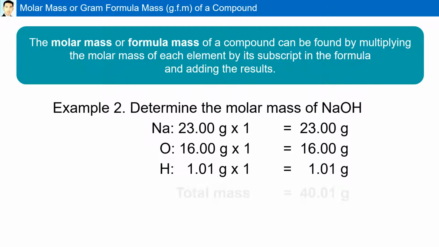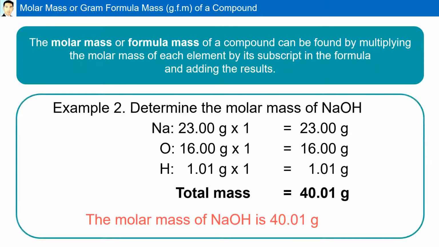Then we add it all up. For the total mass, here we have 40.01 grams. The molar mass of NaOH is 40.01 grams. It is the sum of all the molar masses of the elements present.